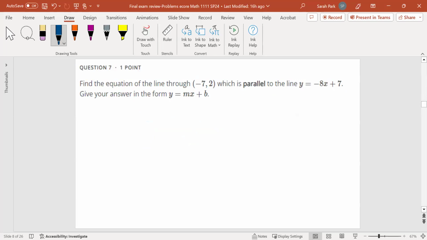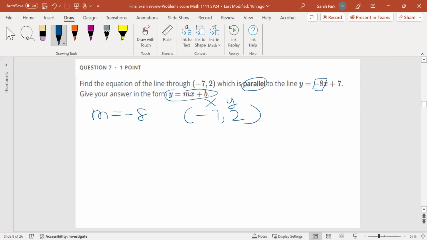Okay, number 7 is find the equation of the line through negative 7, 2, which is parallel to the line y equals negative 8x plus 7. If the line we're trying to find is parallel to this line, it has the same slope. So I know the slope we're going to use is negative 8, and negative 7, 2 is our x, y value, and that'll help us solve for b, the y-intercept.